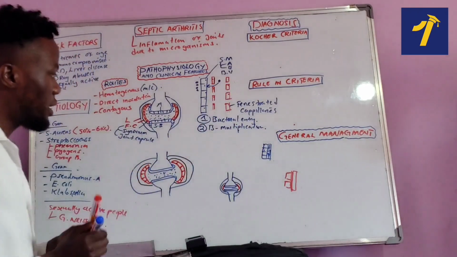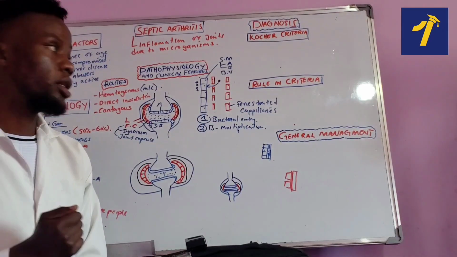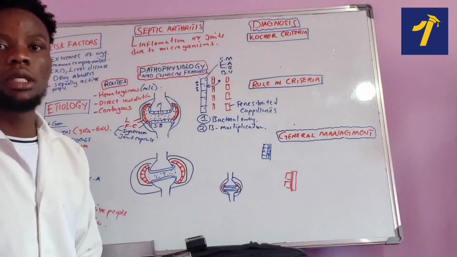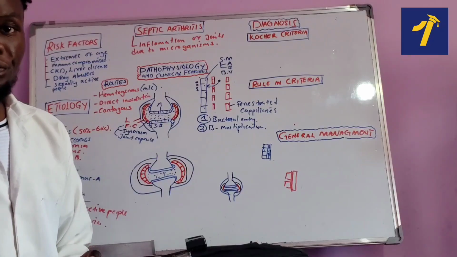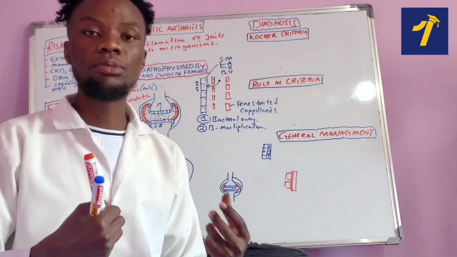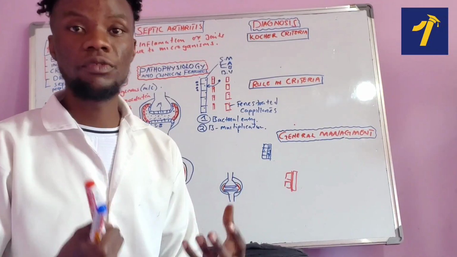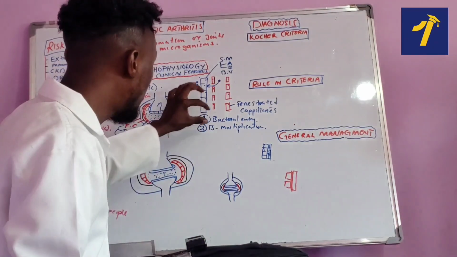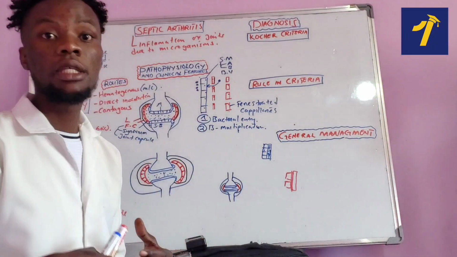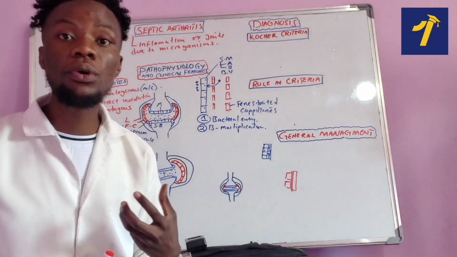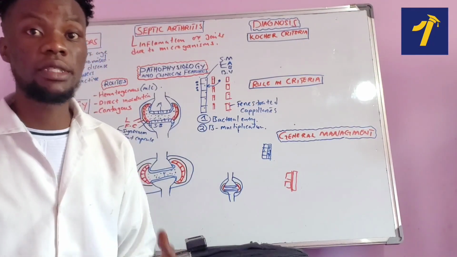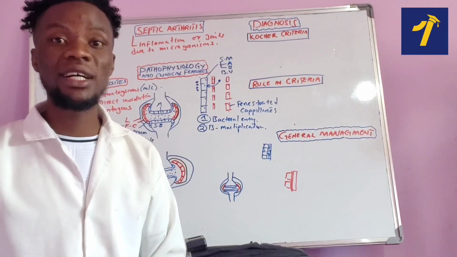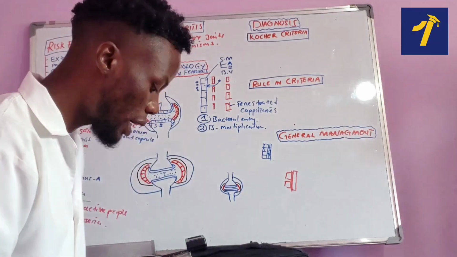So the next step is bacterial multiplication. No wonder, from these two important points, you need to understand that septic arthritis is mostly considered an acute infection of the joint. Why? Because this bacterial entry and multiplication can simply happen in a few hours, maybe within 24 hours. So no wonder sometimes it is an orthopedic emergency. You need to understand that.